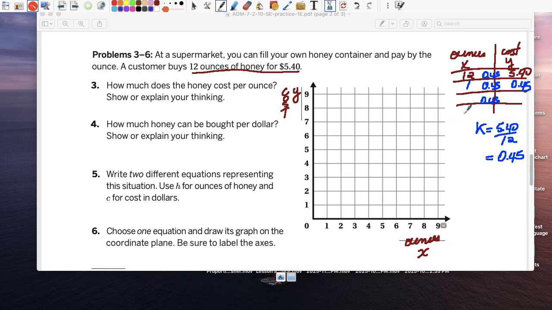Okay. Let's create a couple more, just because I want a few more points. Let's say I had 2 ounces of honey. I would pay 90 cents.